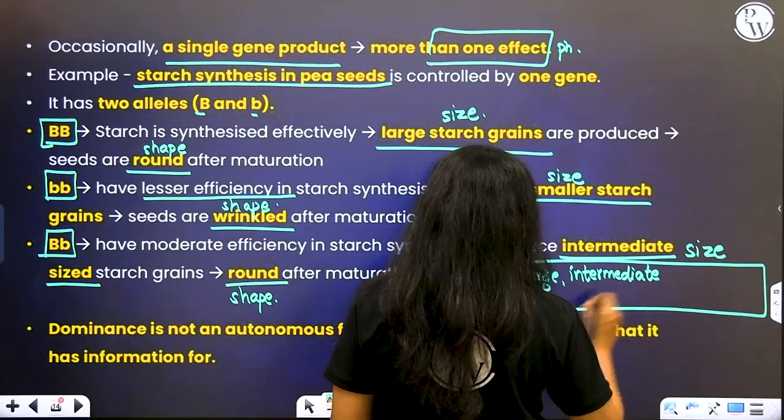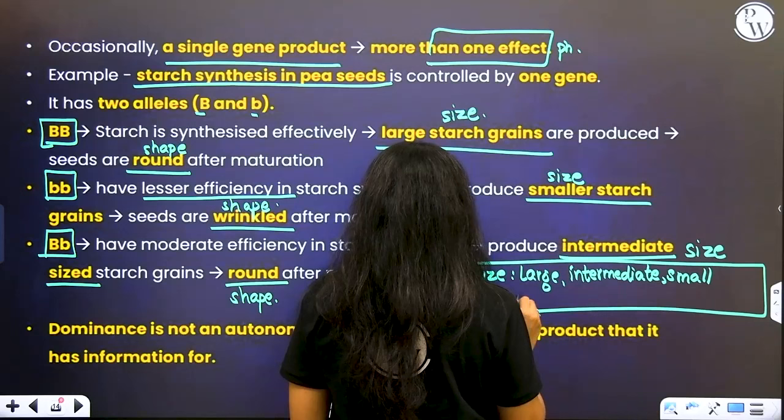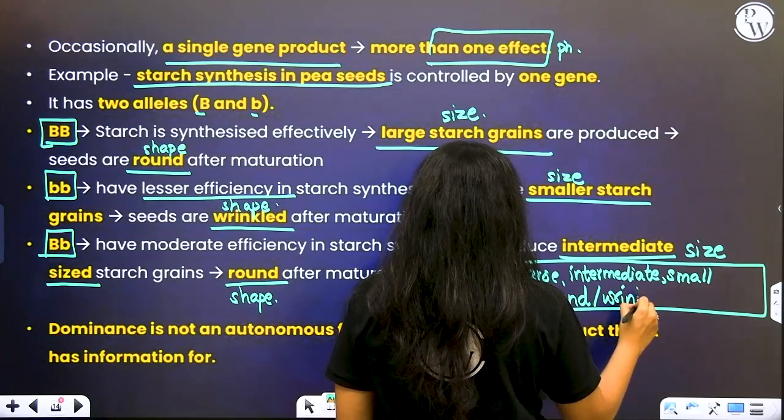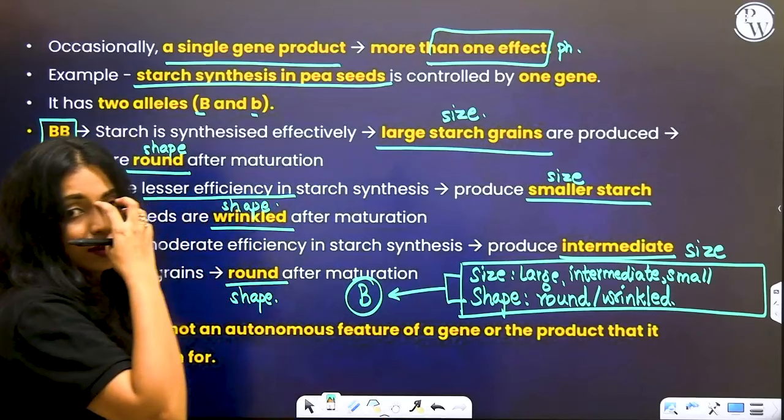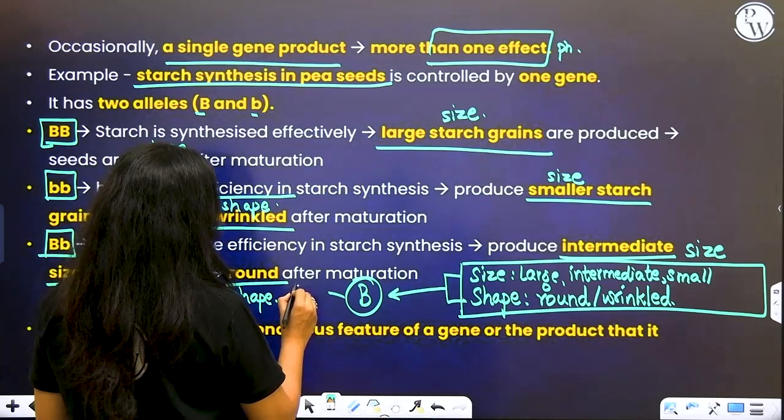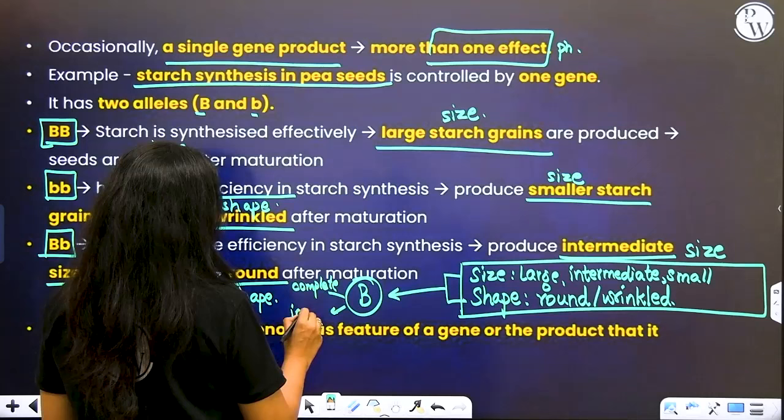If you consider the shape, there are only two possibilities. Either they are round or they are wrinkled. Now, both these characters are controlled by the same gene, B. Okay. Over here, can you say that this gene is showing complete dominance like Mendel, or can you say that it is showing incomplete dominance? What do you think is the correct answer?